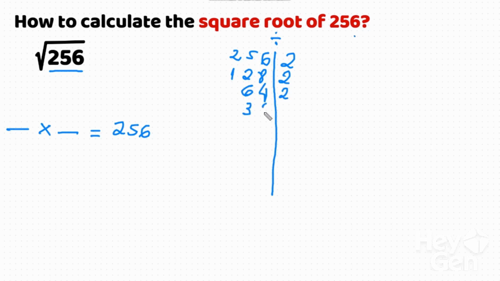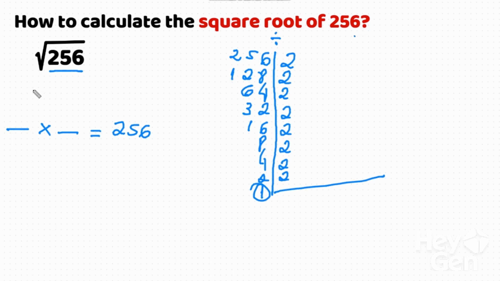By 2, that's 32. 32 divided by 2 is 16. 16 divided by 2 is 8. 8 divided by 2 is 4. 4 divided by 2 is 2. And finally, 2 divided by 2 is equal to 1. Once we reach 1, we've finished the prime factorization.